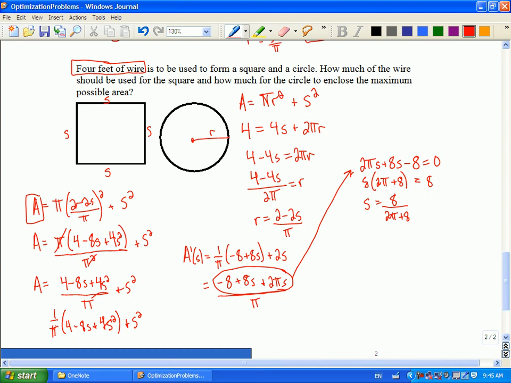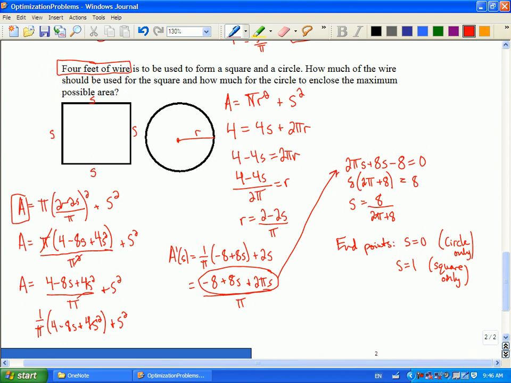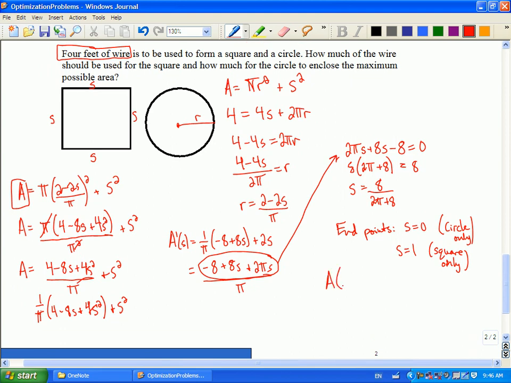0 and 1, right? Because at 1 I would have just a square, and at 0 I would have just a circle. So my endpoints are going to be s equals 0, and you should tell yourself this is a circle only, and s equals 1, which is a square only. Because if s equals 1, there's no material left to build a circle. So let's find out what A at 0 is, A at 1, and A at 8 over 2 pi plus 8.